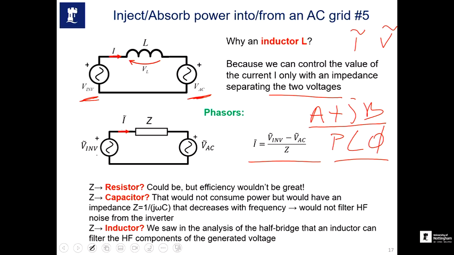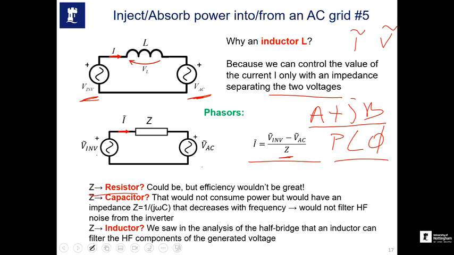We have the two voltage sources. So the difference between the voltage sources is V inverter minus VAC. And if you divide it by the impedance of the system in between the two voltage sources, that will give us the current. Now, let's assume what else we can put in as impedance instead of L. So if I put Z as a resistor, what will happen?